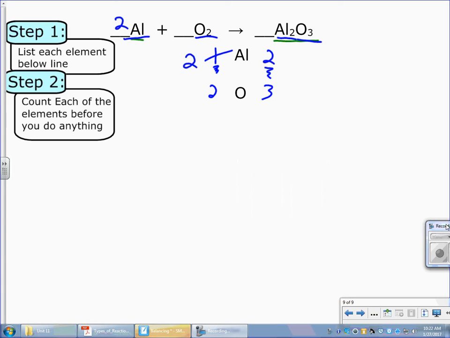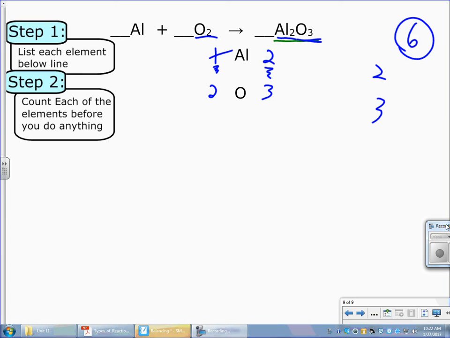So this one looks like it might be a little more complicated than some of the other ones. So we might have to attack these oxygens first. So go to the oxygens, and we have a 2 on the left, and we have a 3 on the right. It is not possible using whole number coefficients to turn a 2 into a 3 or a 3 into a 2. So you have to think about things that you could turn both of those numbers into. So 2 and 3 both go into 6.